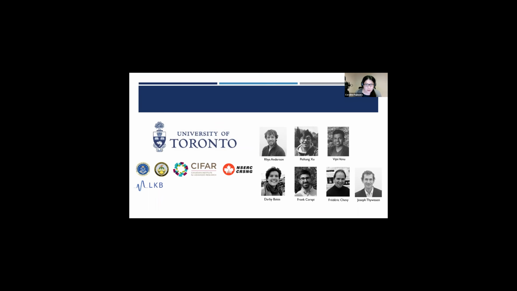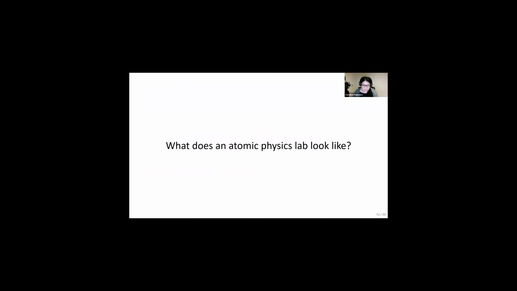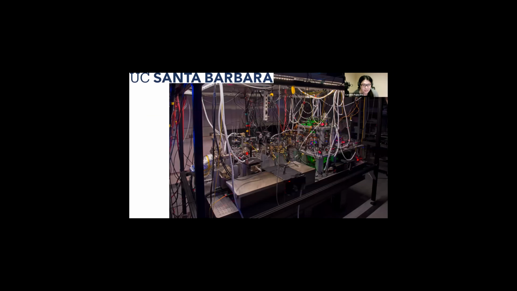So with the remaining time that I have, I just want to provide a quick perspective on what an atomic physics lab looks like. So this is the experimental apparatus at UC Santa Barbara. There's a lot of stuff going on. So we like to think about these as very complicated tabletop experiments.